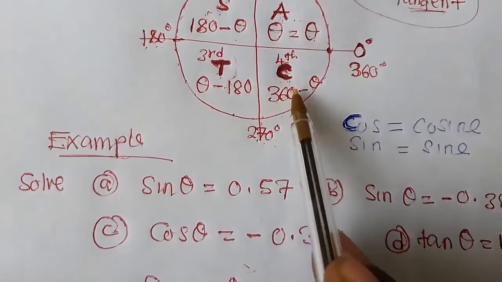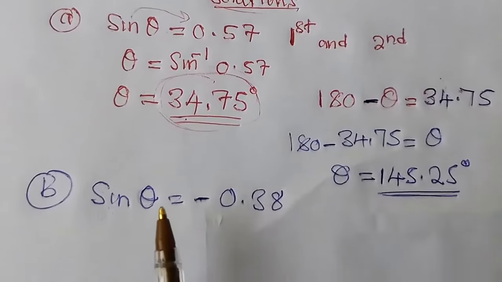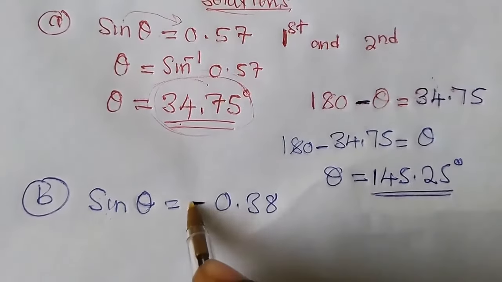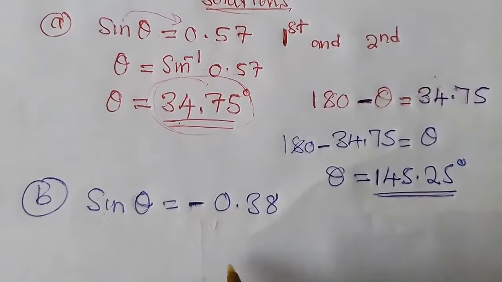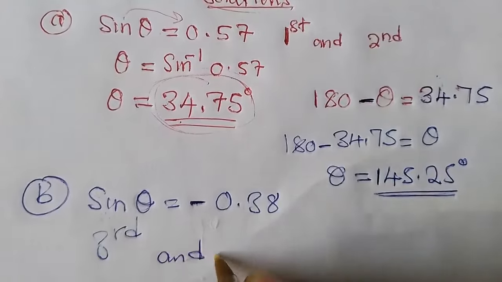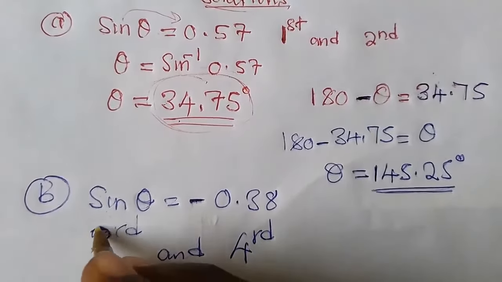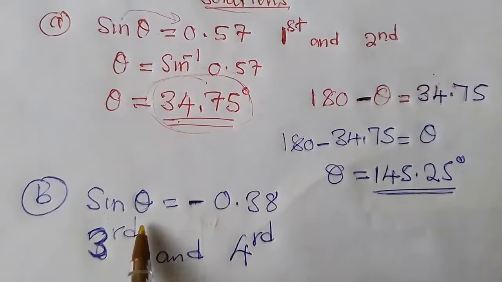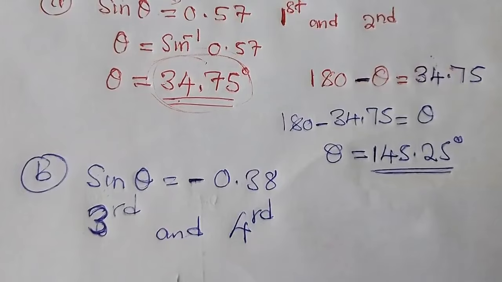360 minus theta. Since I know whether it is negative or positive, it will help me find the quadrant where it is lying. Since I know that this is in the third quadrant and fourth quadrant, I need to find theta. So I'm going to forget about this negative, because the negative was just telling me where it is lying.